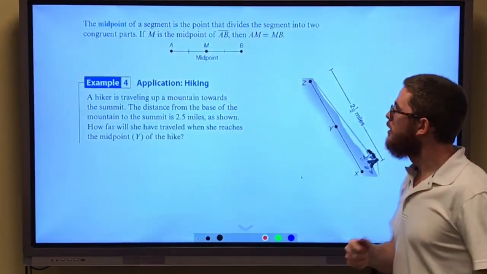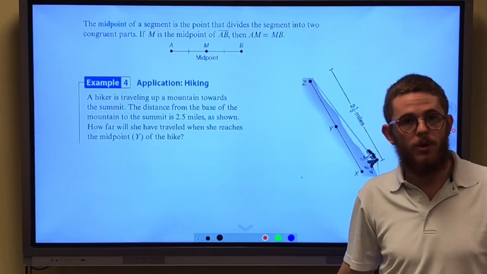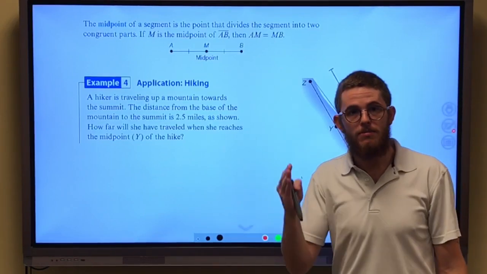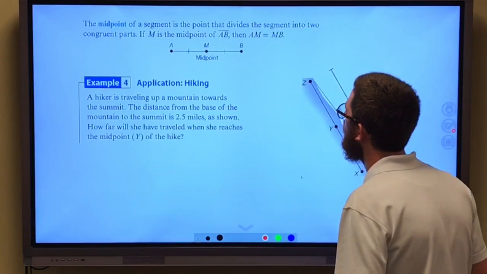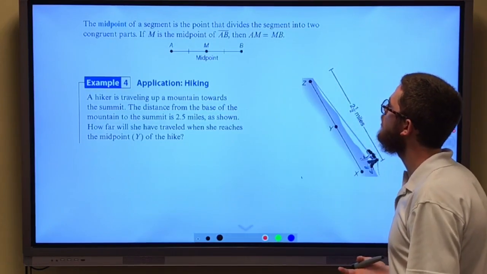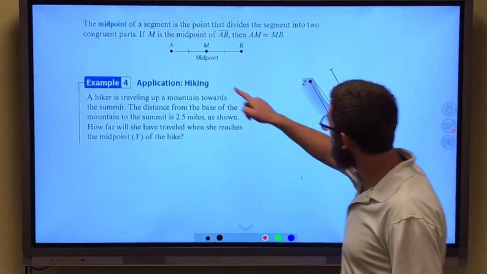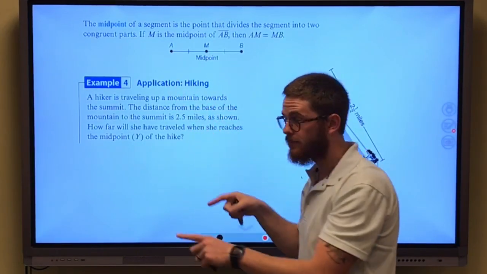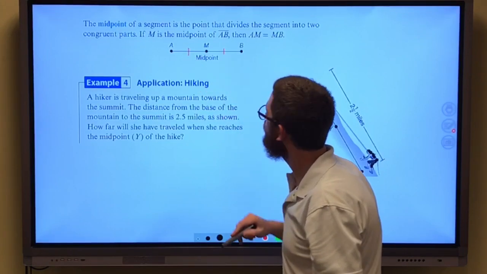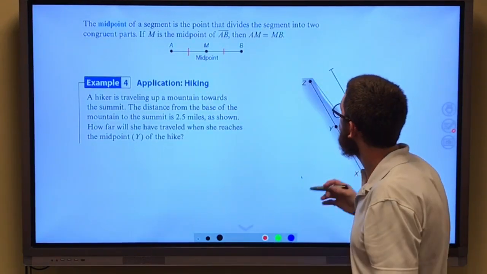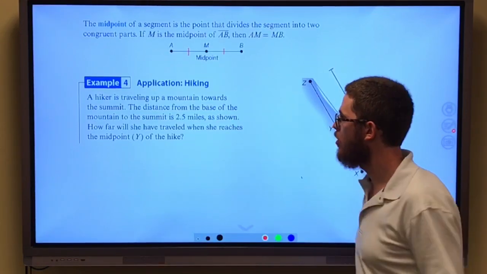Last thing we're talking about here is a midpoint. And a midpoint is probably what you expect. A midpoint is the middle point on a segment. It is literally right smack in the middle of a segment. So it says a midpoint of a segment is the point that divides the segment into two congruent parts. If M is the midpoint of AB, well then we know AM is congruent to MB. That's what we should expect. Because M is the midpoint, it's separating it into two congruent parts.